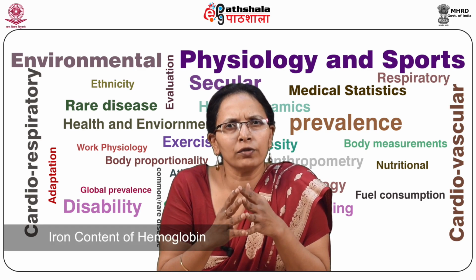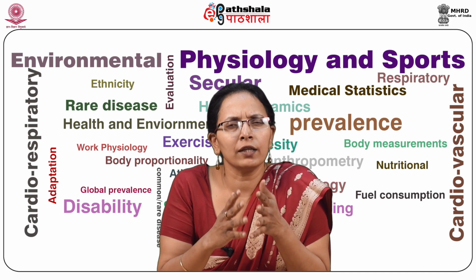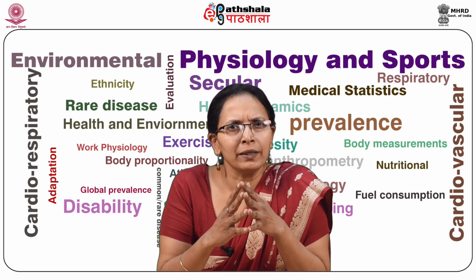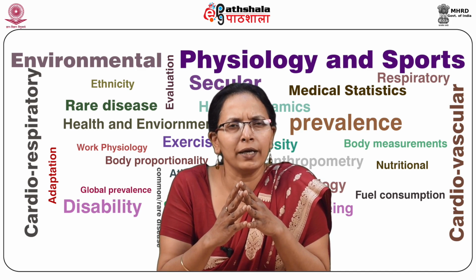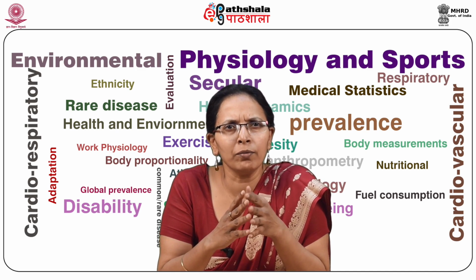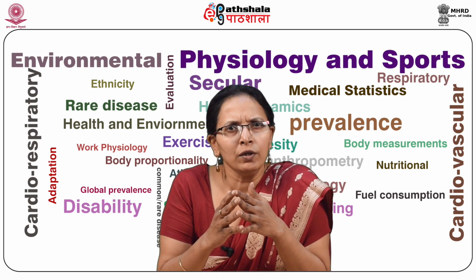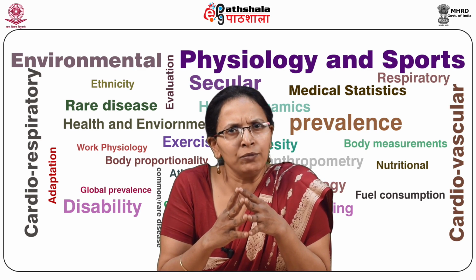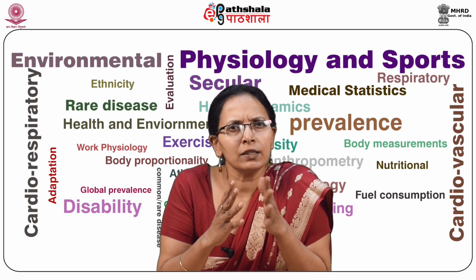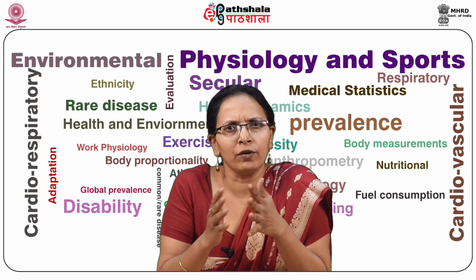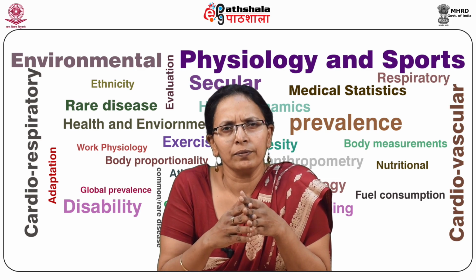The iron content of the hemoglobin is another method. This method gives us the hemoglobin estimations by measuring the iron and converting it to hemoglobin using the formula of 0.347 mg iron per 100 mg of hemoglobin. It is, however, impractical for routine use.